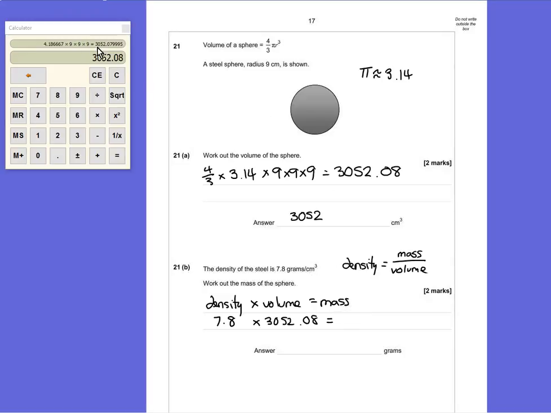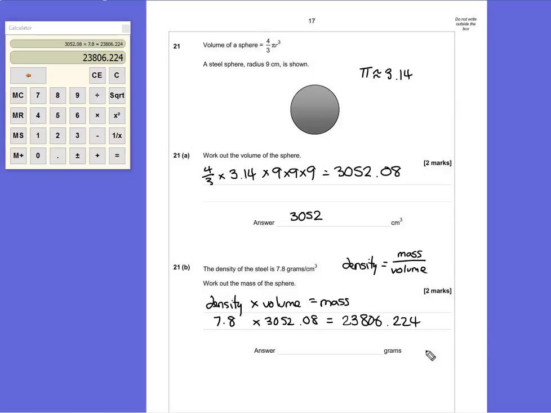I still have my volume on the calculator, so if I multiply this by the 7.8 density, we are given a mass for the steel sphere of 23,806.224. Write down whatever's on your calculator.